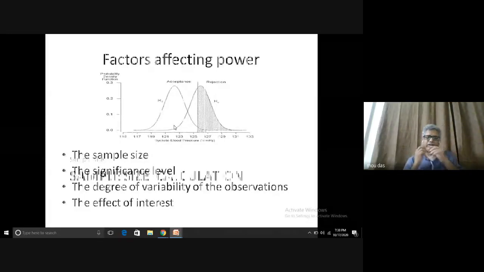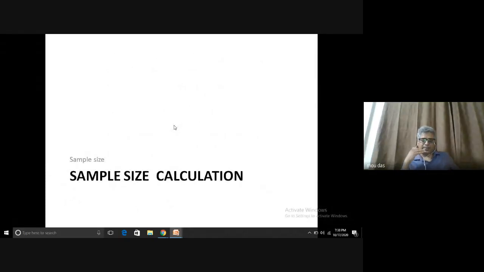Okay, now we have covered all the concepts of alpha, power, alpha error, beta error, and null hypothesis. We'll go to the sample size calculation. I can take a break of 5 minutes, and if the chairpersons allow, I can take 1-2 questions, or I can go straight to the sample size calculation part.